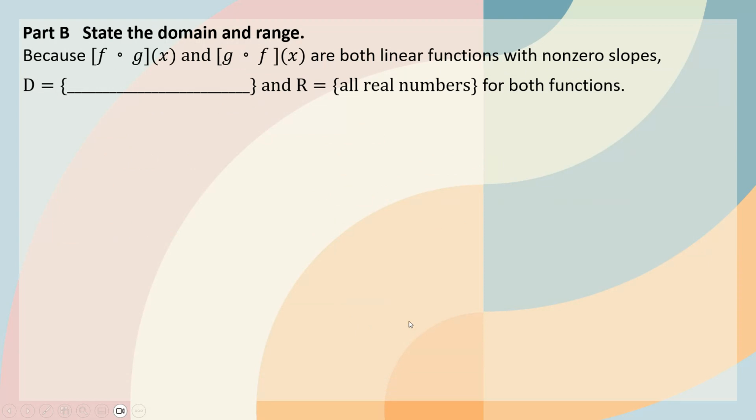For part B, the domain, both of them were linear functions. So if you think about lines, they continue on in both directions forever. So your domain is going to be all real numbers, and your range is also going to be all real numbers.